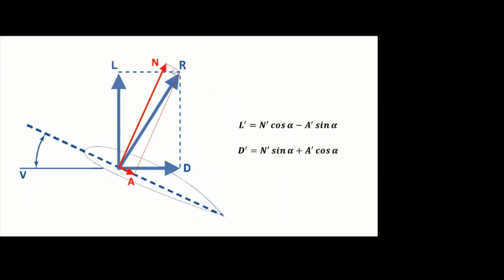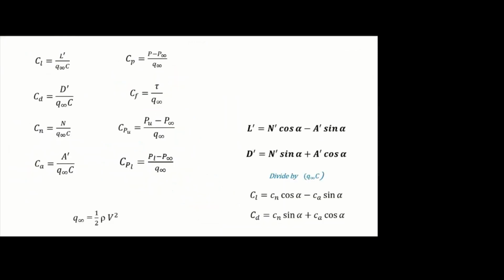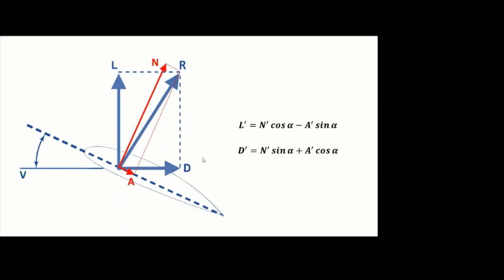Then D dash, same way, we have to resolve this. Same way, you have to resolve this N and A in the drag direction. So here it is alpha, here it is alpha. Now if you resolve, N dash sin alpha, this side it is positive, that is the right hand side. Then this one is A dash cos alpha. Both are on the right hand side, so both are positive.